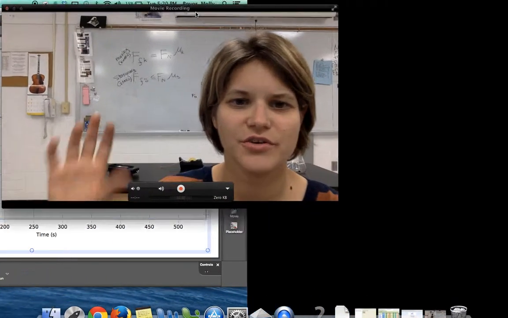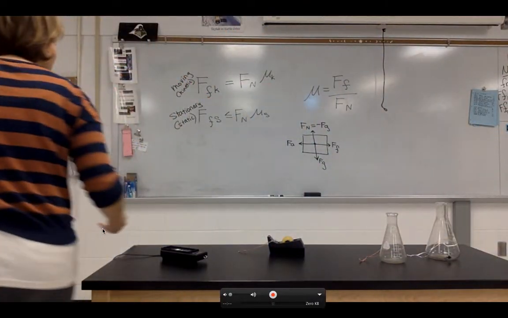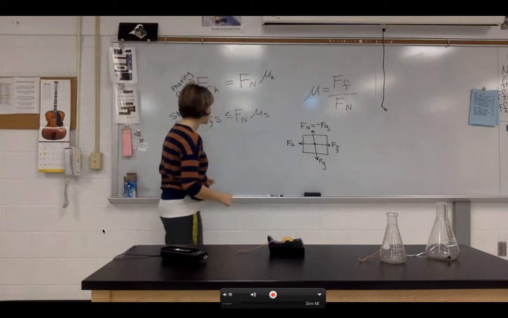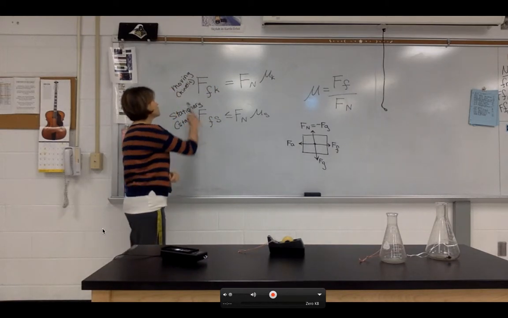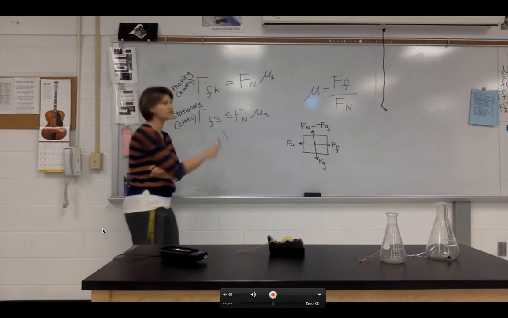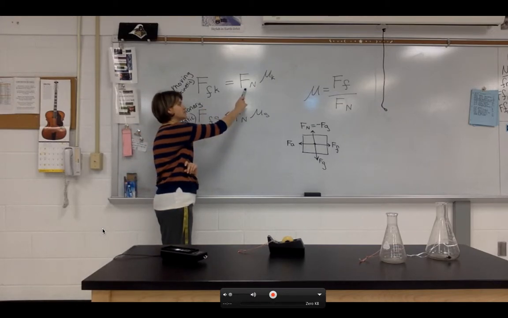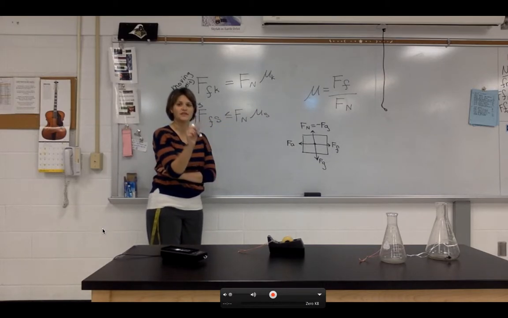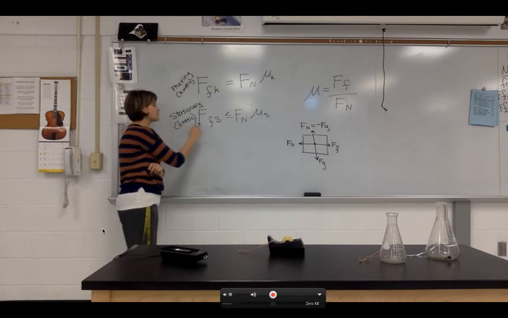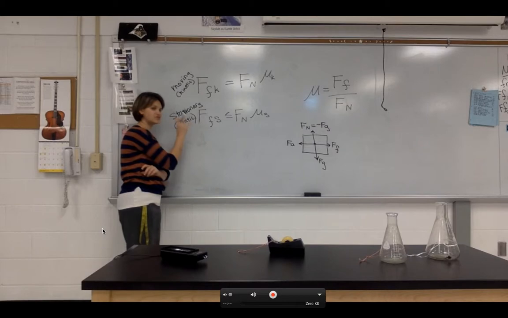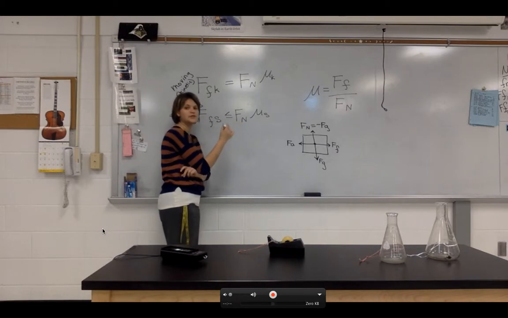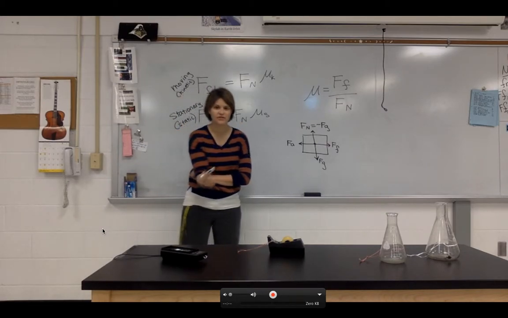a couple basic things with the free body diagram and talk a little bit more about what mu, the coefficient of friction, actually means. So first of all, the equations that we're dealing with. The force of kinetic friction is equal to normal force times mu k, representing the coefficient of kinetic friction. And the force of static friction, for when things are stationary, is less than or equal to normal force times mu s, the coefficient of static friction.